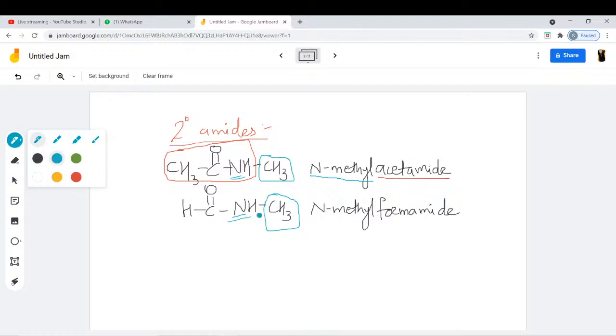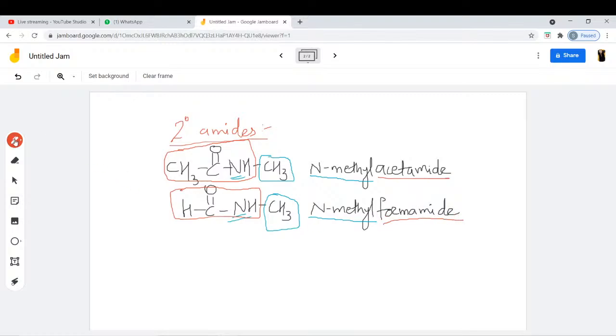Next, listen carefully. This methyl group is attached to nitrogen, that's why we call it N-methyl. N for nitrogen, not N for normal. Here it's a capital N. If there were a small n, you could say it is used for a straight chain, but here it is a capital N, so capital N is for nitrogen. N-methyl formamide. Next, I am taking another example.